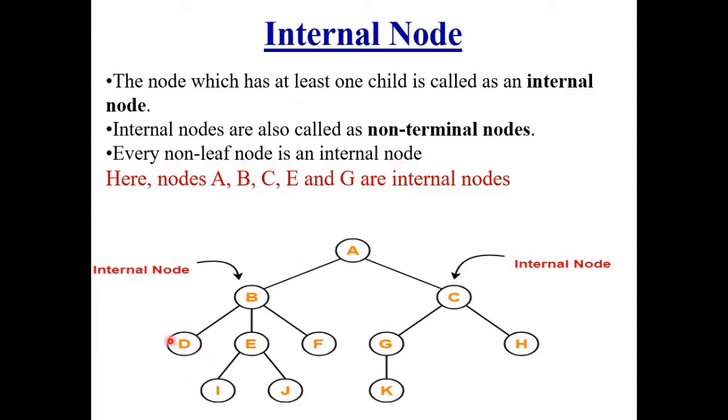So look at this. Let me see what the leaf node is. A leaf node is nothing but a node which has no children. So D, I, J, F, K, and H are called leaf nodes. Internal nodes are called non-terminal nodes, and every non-leaf node is called an internal node. So I can say A, B, C, E, G are non-leaf nodes. Why? Because they have children. So I can say A, B, E, G, and C are called internal nodes. Why? Because they have children.